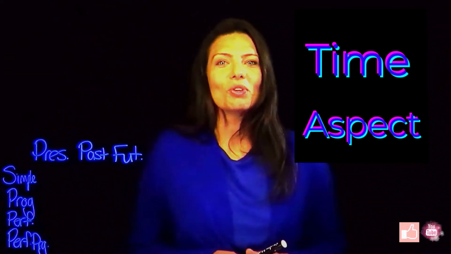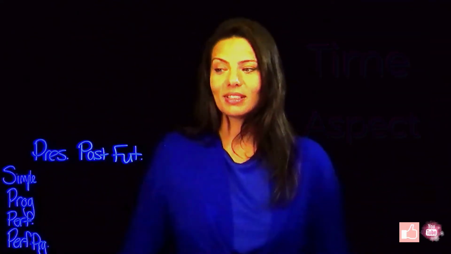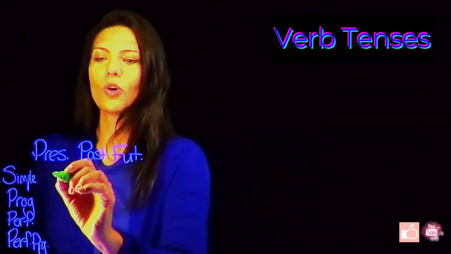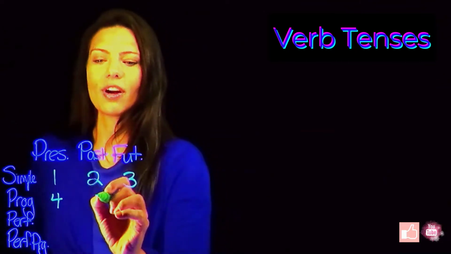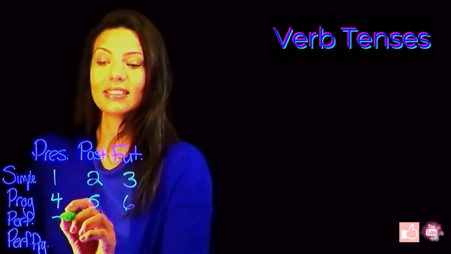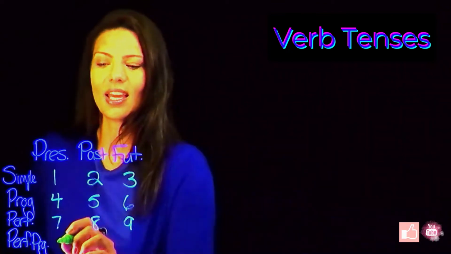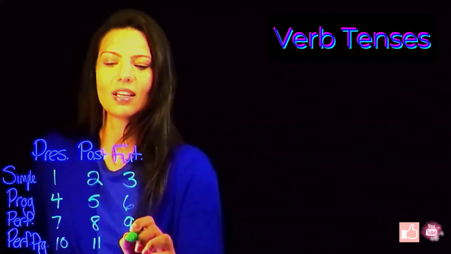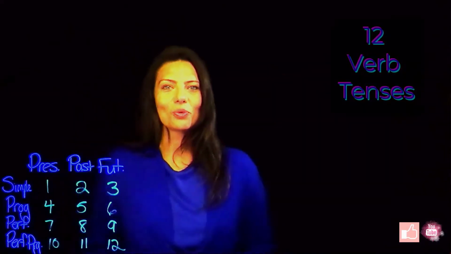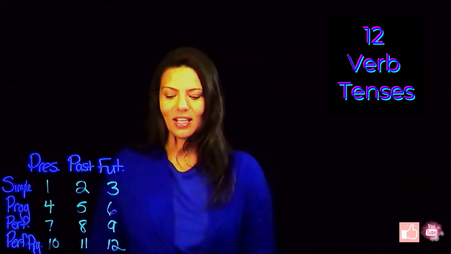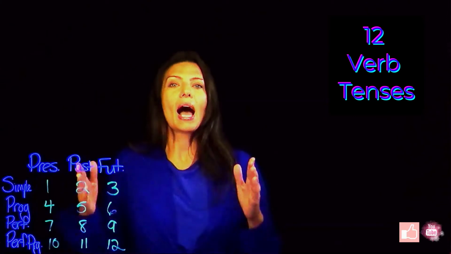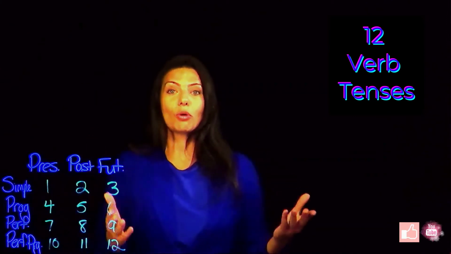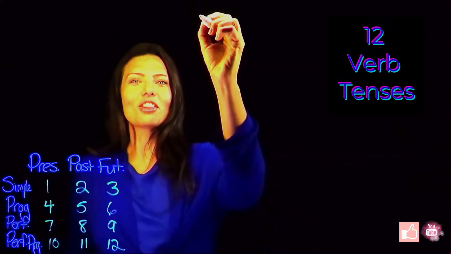So we've got these 3 times 4 aspects. That gives us how many verb tenses? 1, 2, 3, 4, 5, 6, 7, 8, 9, 10, 11, and 12. So we've got 12 verb tenses in English. In today's video, we're going to go through all of the forms, how to construct them grammatically. So let's take a look at the first one.